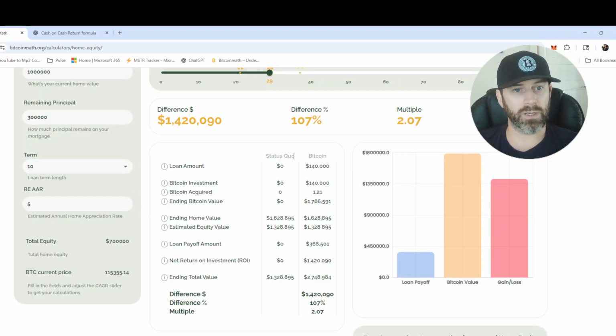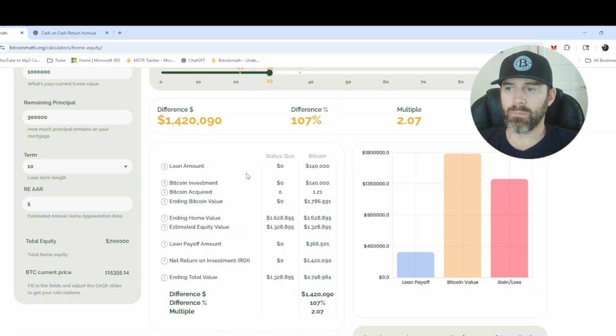You kept your equity in your home, you took out no loans, and you just allowed your equity to appreciate for the term specified at the average annual return rate that you've input here. So after this 10-year term, your $1 million home has appreciated nicely to about $1.7 million. When we subtract the remaining loan principal on the home, it means you've got about $1.3 million in equity. Again, really nice.